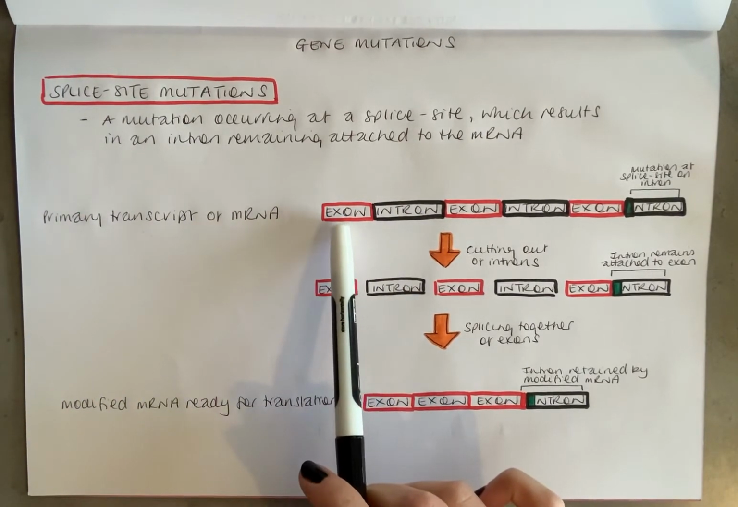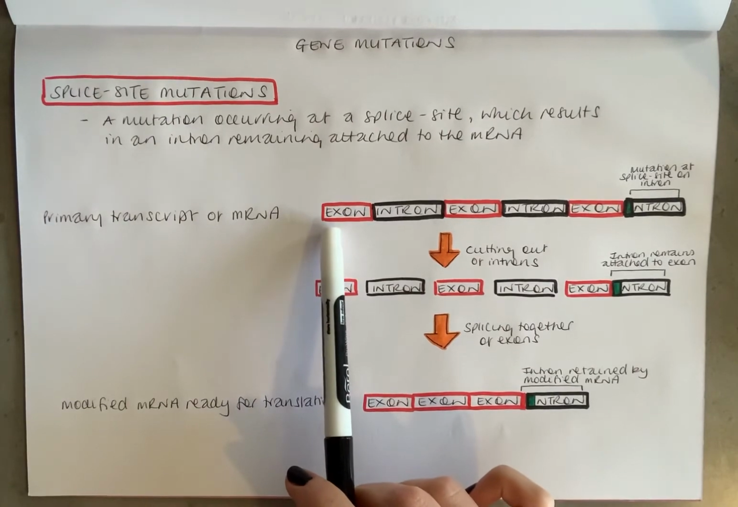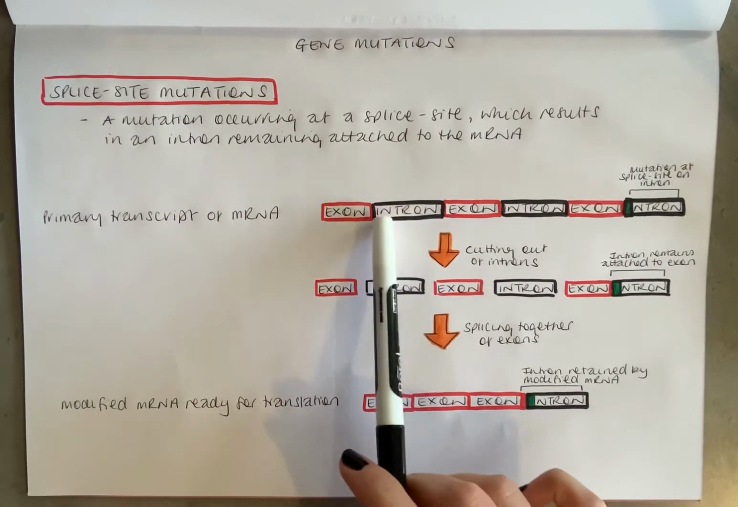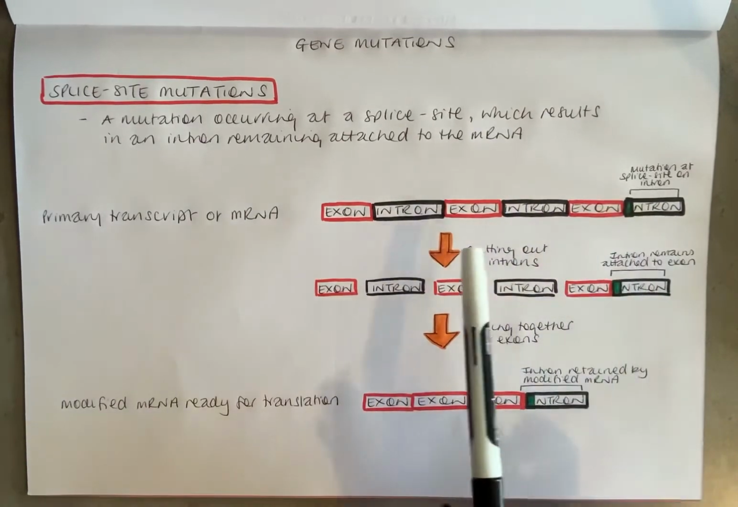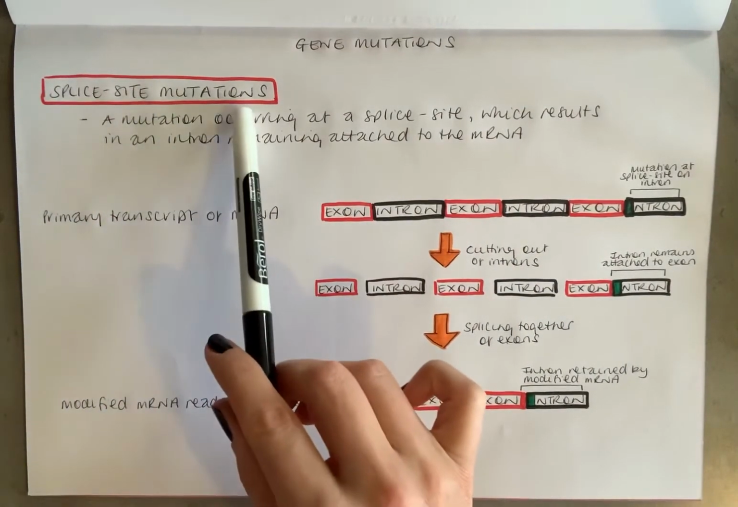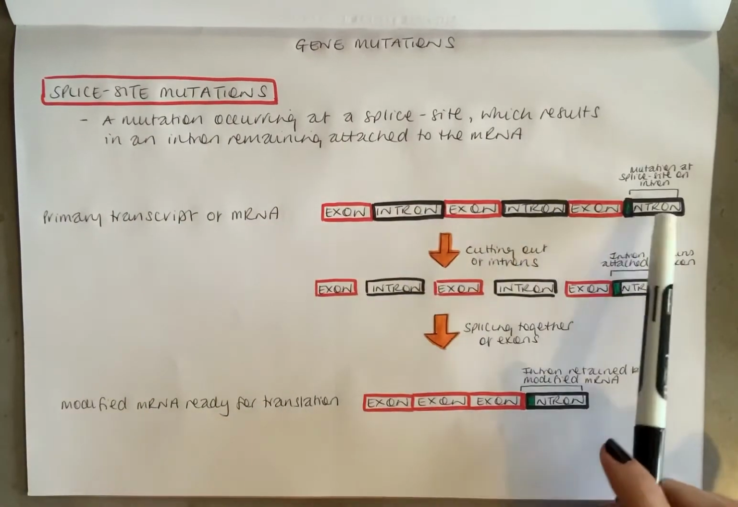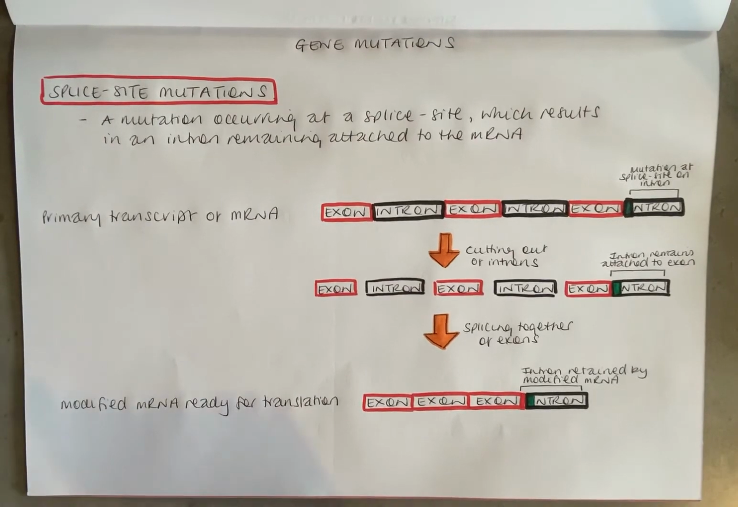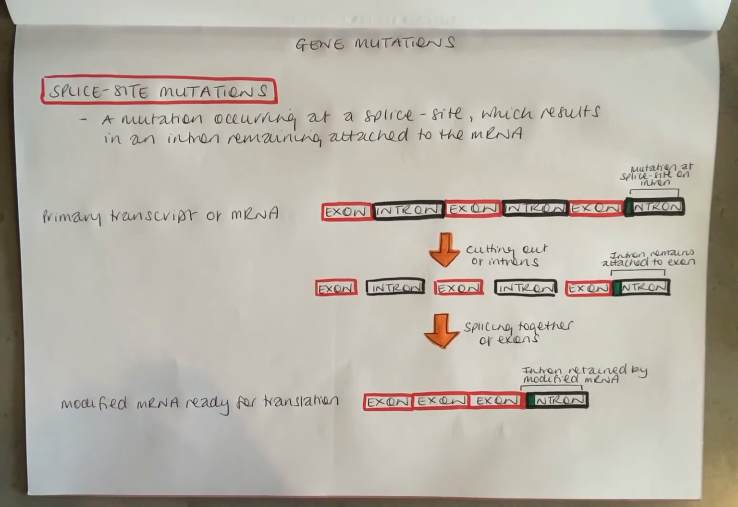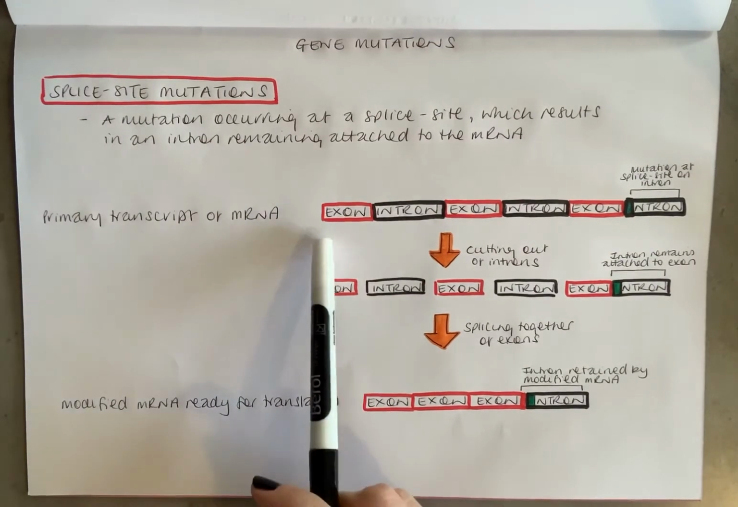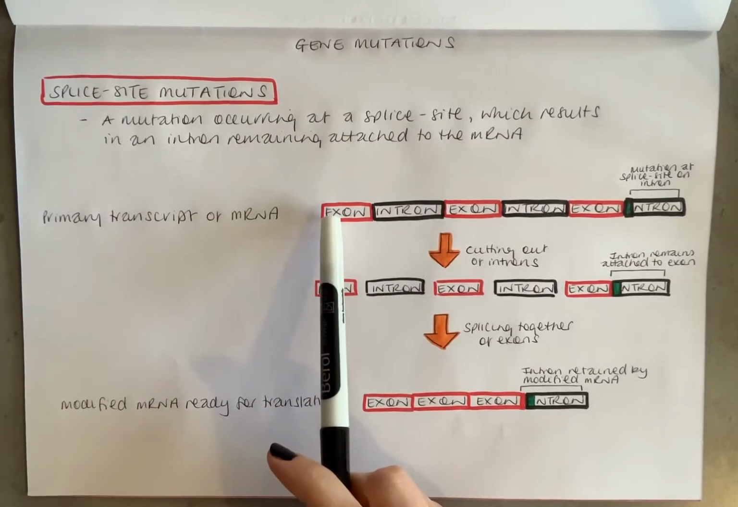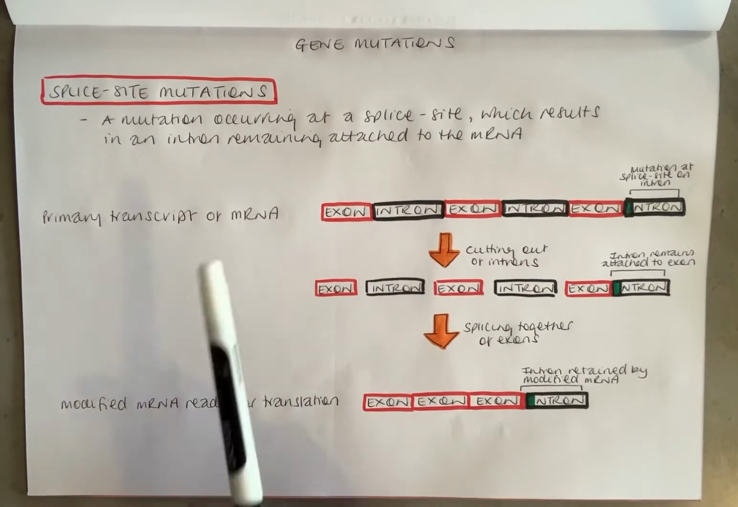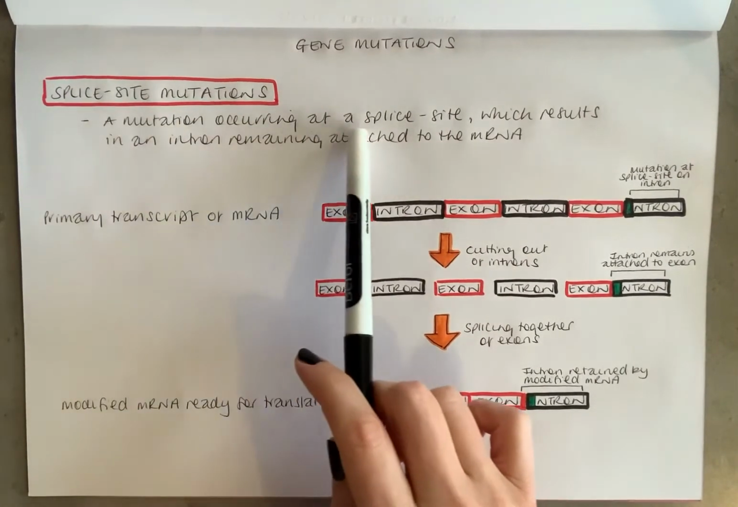And the whole point was that we went through a process of splicing, so RNA splicing, and what we did is we removed these non-coding sections. So a splice-site mutation is when there's an issue with this process trying to remove the non-coding sections. So again, it will come back down to the fact that there's been a change, a substitution mutation. So there's been a change in that nucleotide sequence, and this is having an effect on these coding and non-coding sections. So splice-site mutations: a mutation occurring at a splice site.